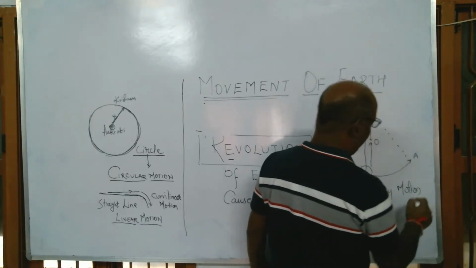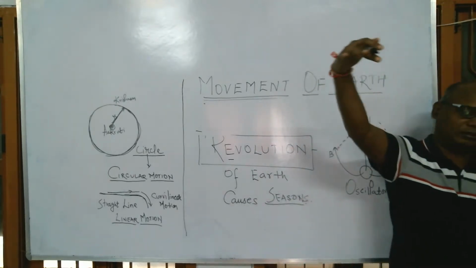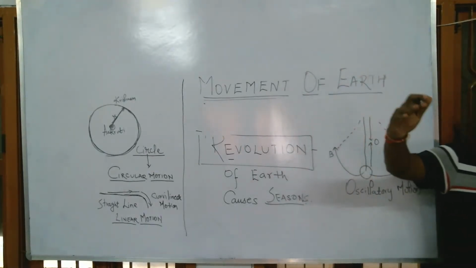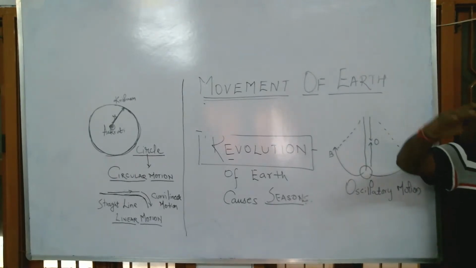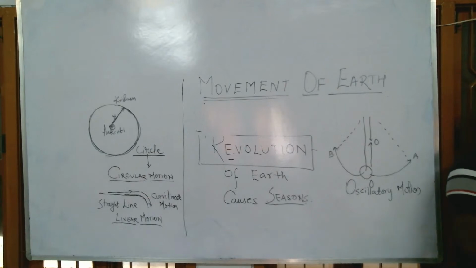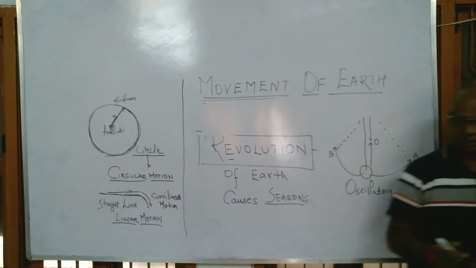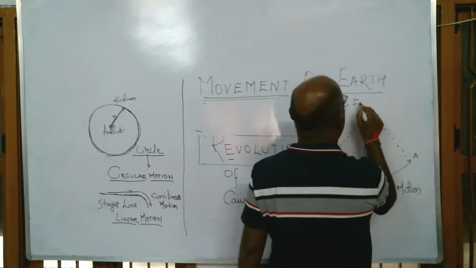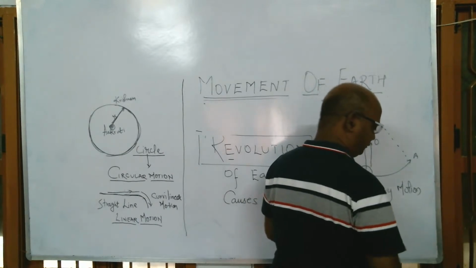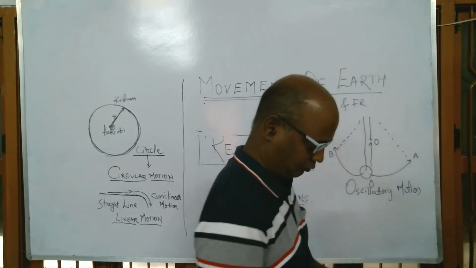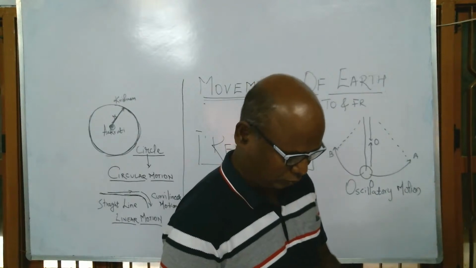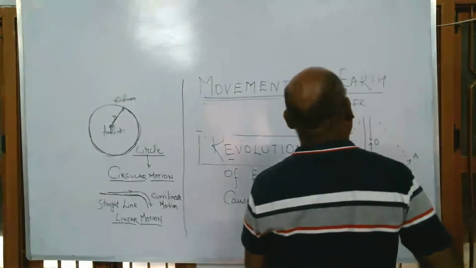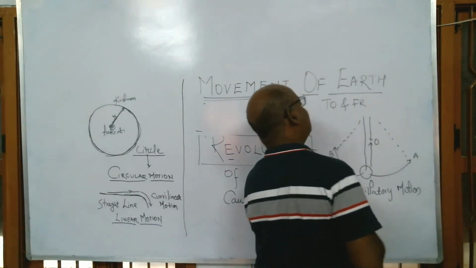For example, you are swinging on a swing: it goes to one side, then comes to the mean position, goes to the other side, then comes to the mean position again. That is to and fro motion about the mean position. To and fro motion about the mean position, we call it oscillation.